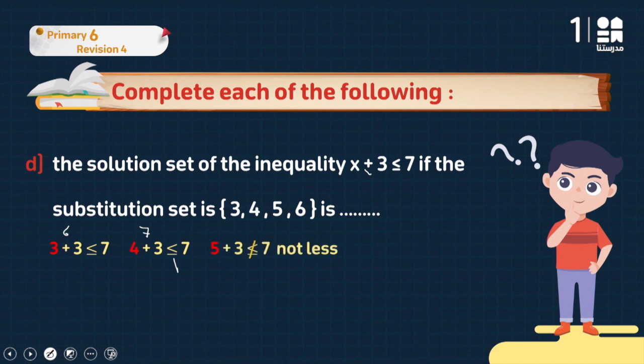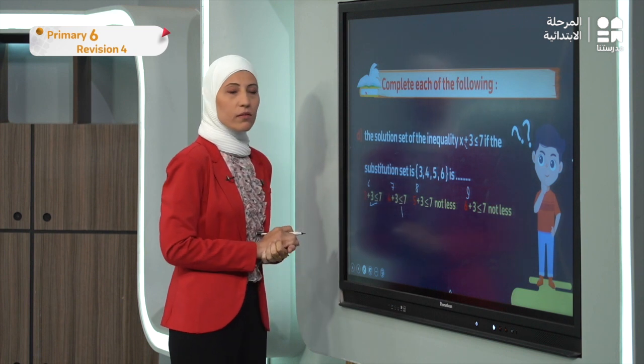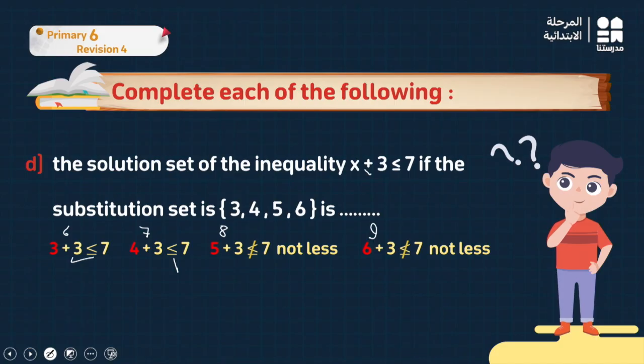Let's take the third element, 5. When I make 5 plus 3 less than or equal to 7, of course not. 5 plus 3 gives me 8, and 8 is bigger than 7, and it's not equal, so I cannot take 5. The last one I use is 6 plus 3. Of course, 6 plus 3 equals 9, and 9 is not less than or equal to 7. But what about the solution set? I already know that I can take 3, and also I can take 4. So the solution set is 3 and 4 only.